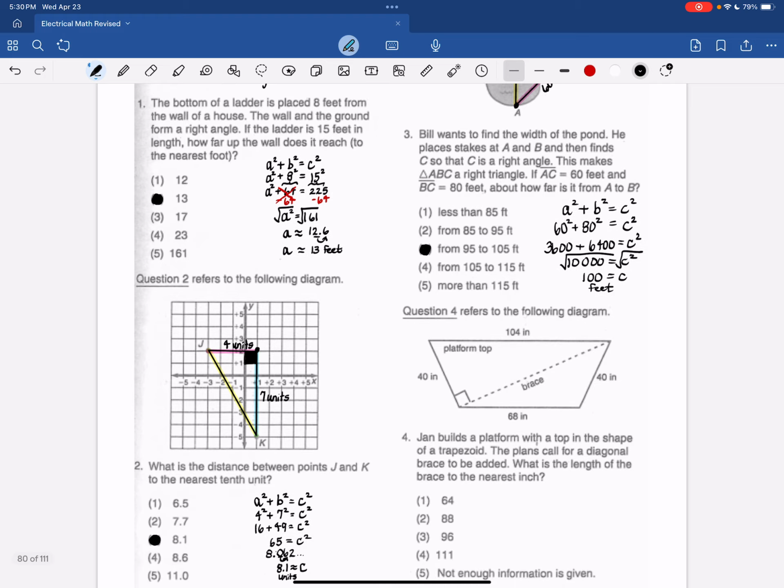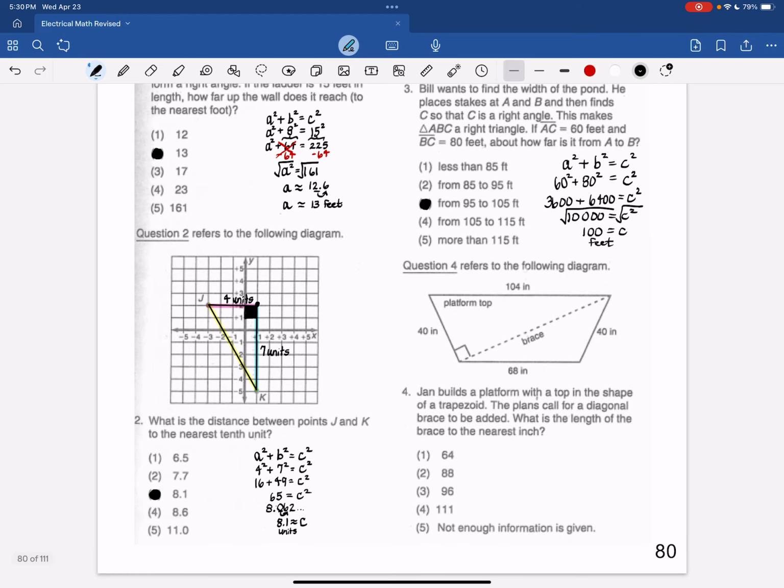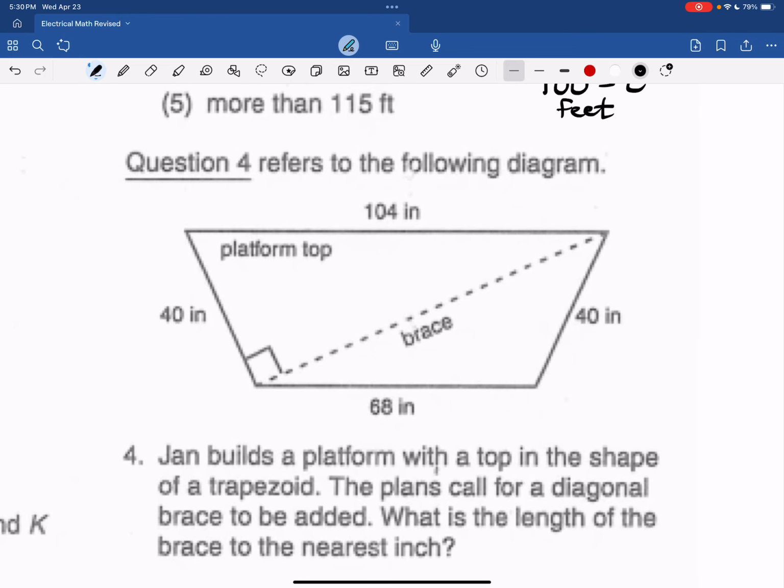And last but not least, question 4 refers to the following diagram. So I have a trapezoid here. Let me just go ahead and mark that for you. This four-sided shape is a trapezoid. And within the trapezoid, they have drawn a diagonal and a right angle that's formed right there. So here's the right angle.